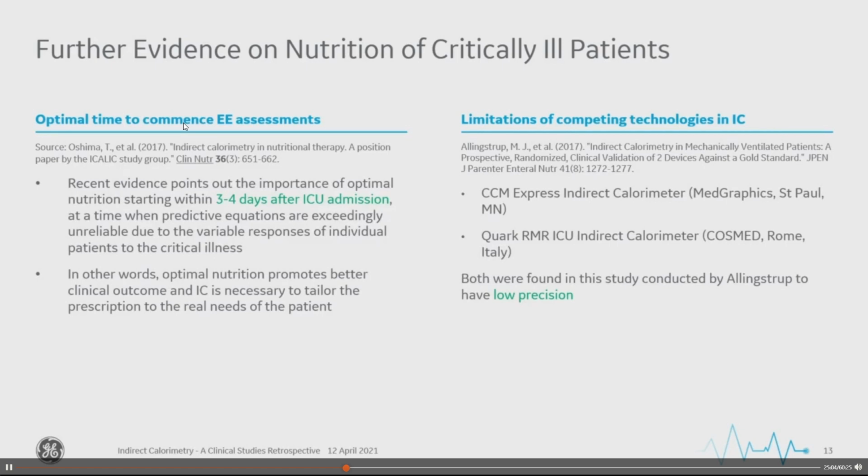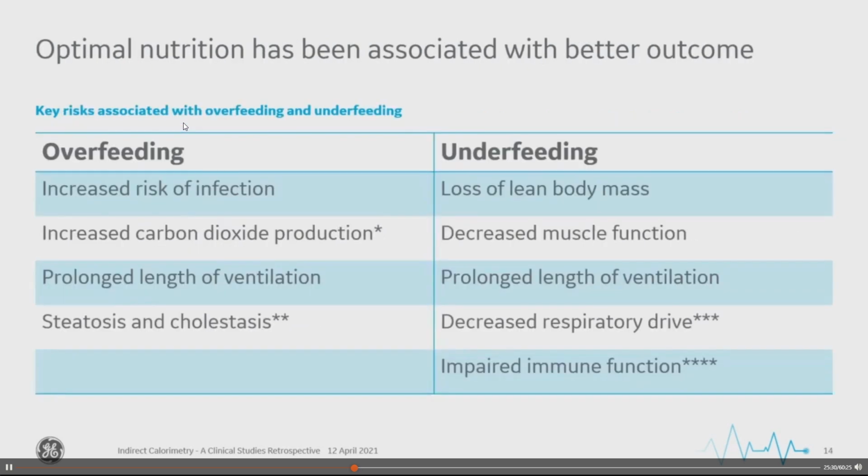There is newer technology out there, but be that as it may, indirect calorimetry evidence is growing and continuing. I've just recently completed a systematic literature review between 2019 and 2021, and there are at least 40 articles focusing on a handful of different technologies for indirect calorimetry across a broad swath of patients. So there is utility across all of these different devices.